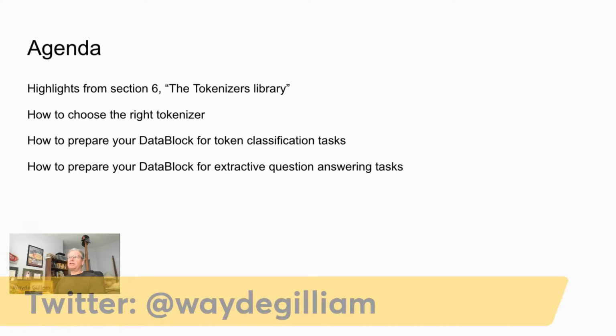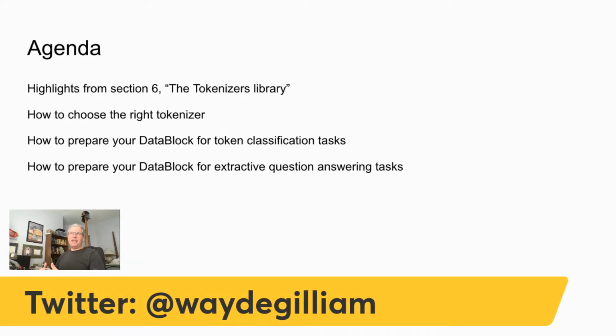So we're going to be looking at the tokenizers library, and primarily we're going to be looking at how to choose the right tokenizer. There are factors. There are different types of subword tokenizers. There are pros and cons to using pre-trained architectures with pre-trained tokenizers.